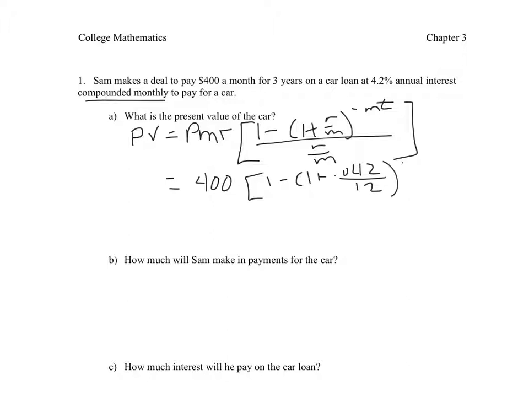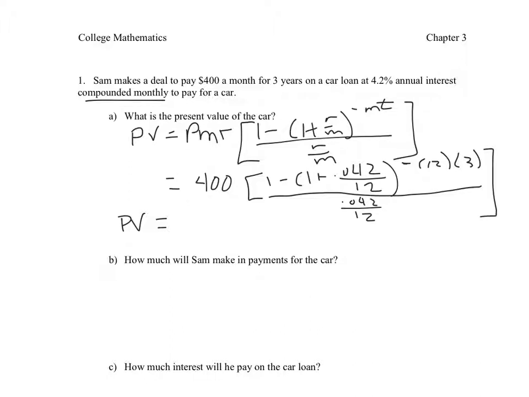Raised to, our exponent is negative, very important, don't forget that. M was 12, and this term on his car loan is 3 years. So T is 3. All of that, when it's been calculated, will then be divided by 0.042 over 12. Now, let me talk you through the calculator entry on this because it does look just a little bit different.